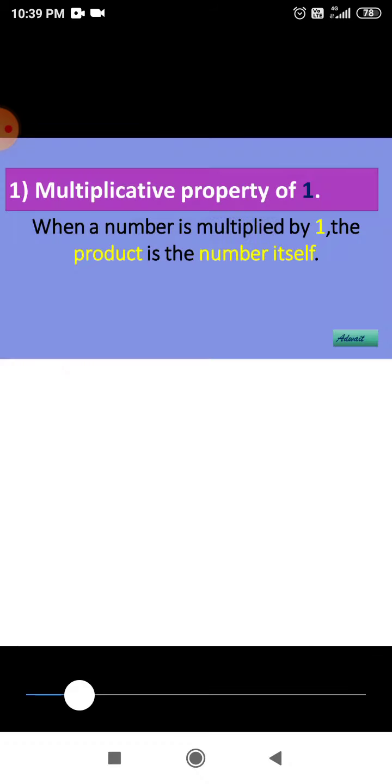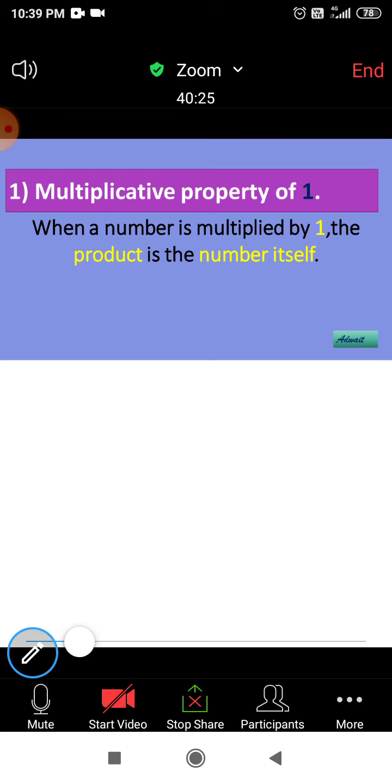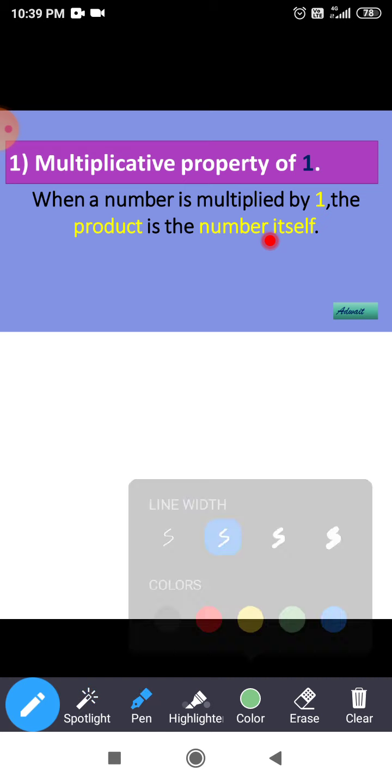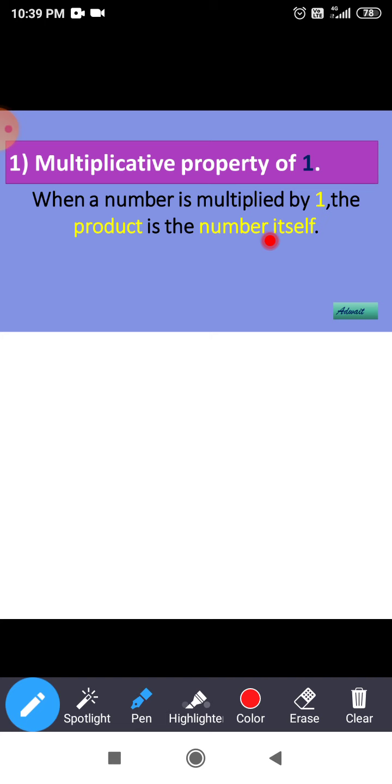Today I am going to teach you properties of multiplication. So let's start. See the first property, multiplicative property of 1. When a number is multiplied by 1, the product is the number itself. What does it mean? Whenever we are multiplying a number by 1, we are getting the same number.